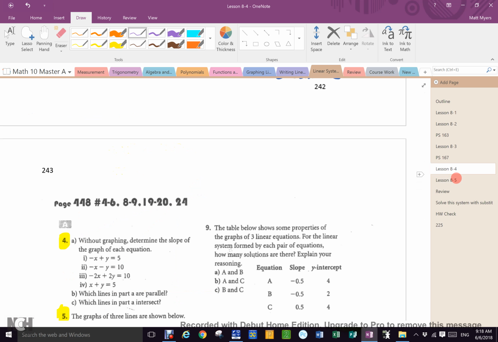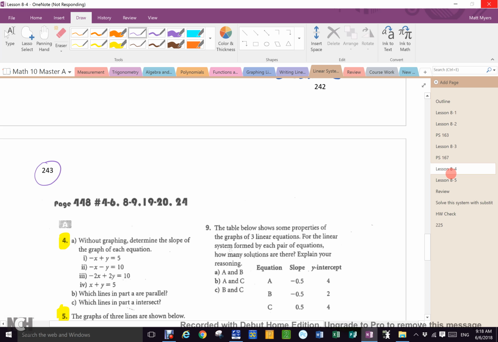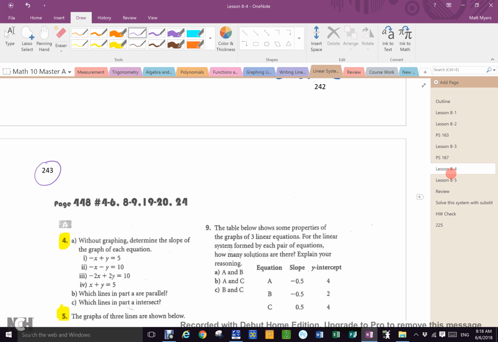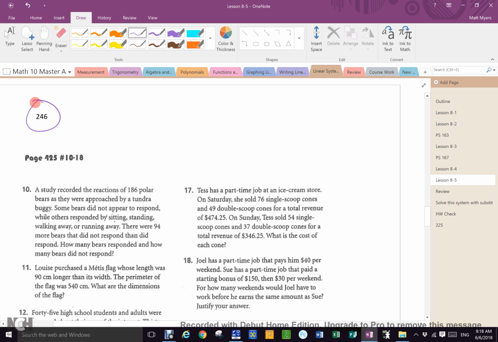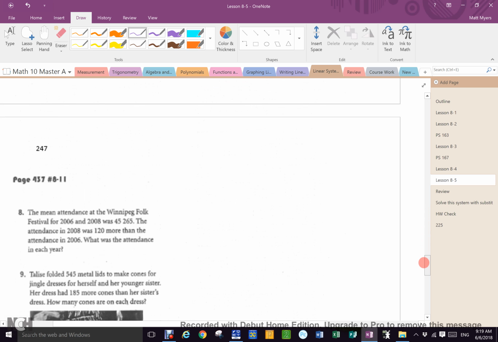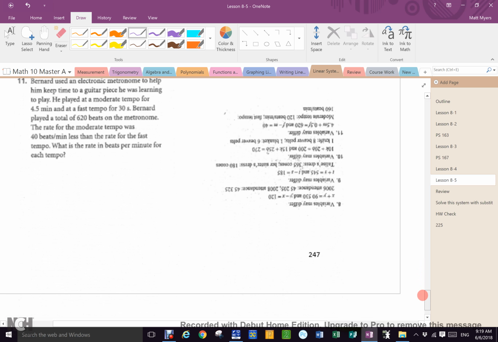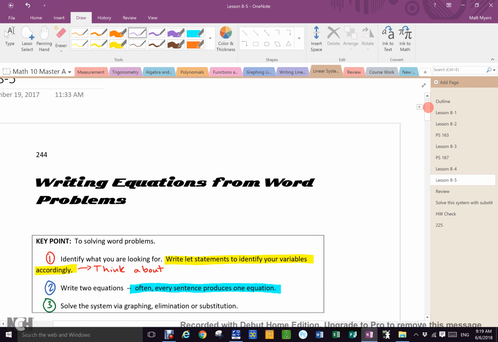I left you with 2 pages of work you could do. Page 243 and page 246 maybe. Yep, page 243 and page 246. How about 247? If 246 goes on to 247, then you would do that. Everybody good? Quiz Friday. But the quiz will have no word problems. It's just equations. Go.